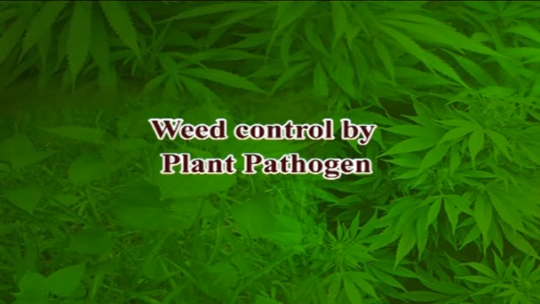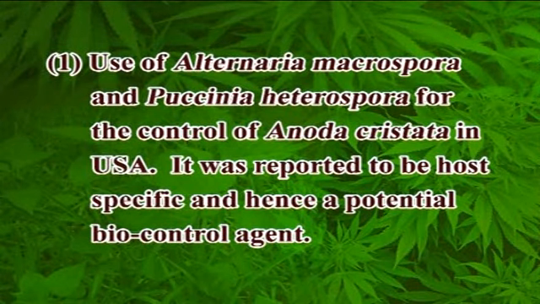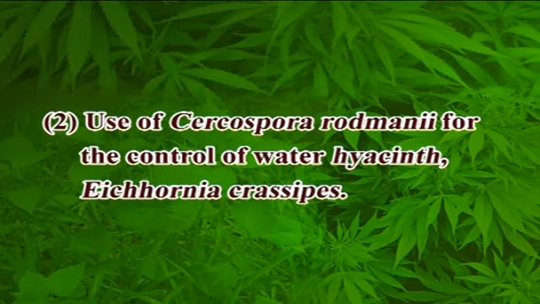However, in recent times a large number of insects have been identified for the control of various weeds in different countries. Weed control by plant pathogen. In recent years, plant pathogens have become a good biocontrol agent in controlling problematic weeds. Some common examples are: number 1, use of Alternaria macrospora and Puccinia heterospora for the control of Anoda cristata in USA. It was reported to be host specific and hence a potential biocontrol agent. Use of Cercospora rodmanii for the control of water hyacinth, Eichhornia crassipes.